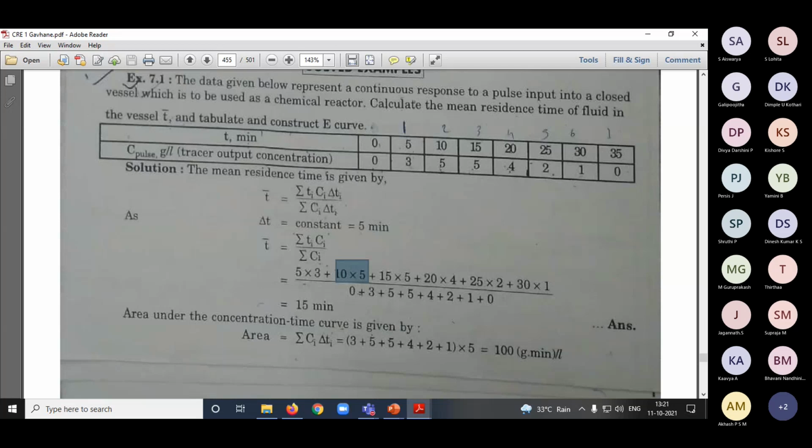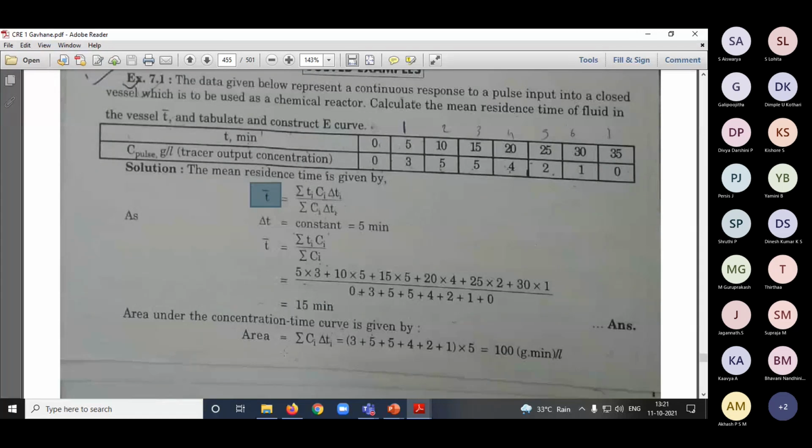So the multiplication of these two divided by sigma Ci is nothing but this particular thing. Sum of this, that is for the sum. So you are getting T bar as 15. So the mean residence time is 15. Right? Mean residence time is 15 because of this calculation.